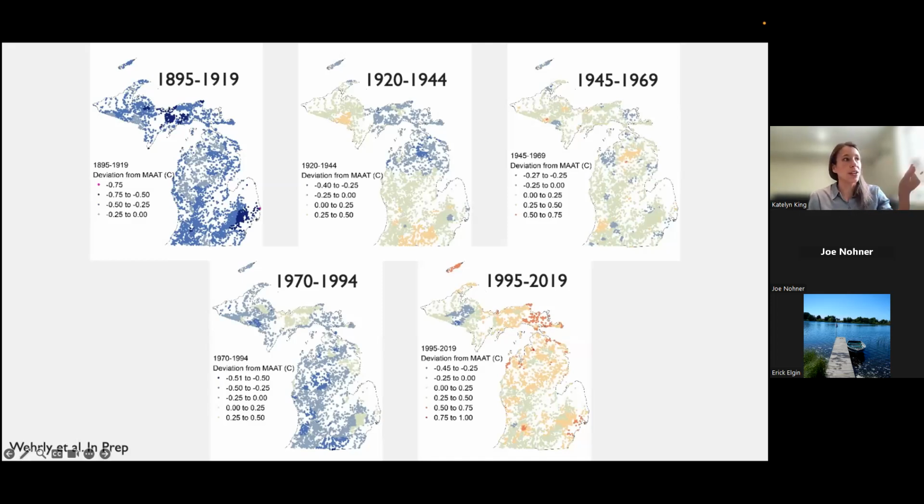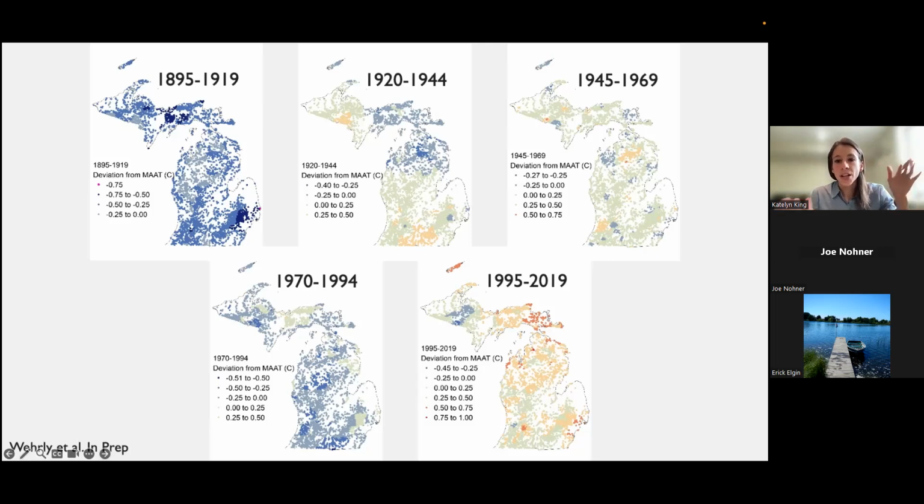So they first broke out each of these time periods into 25-year time periods. My slides are now advancing on their own, which I'm not sure why. And so these colors represent the change from average. So you can see that the cool colors, again, the blues, represent colder than average temperatures. The darker reds represent warmer than average temperatures.